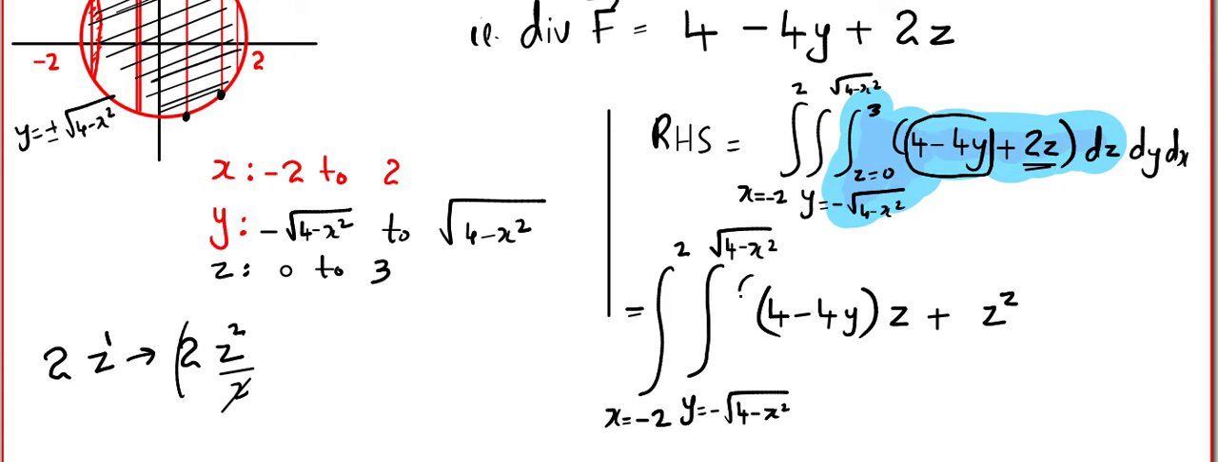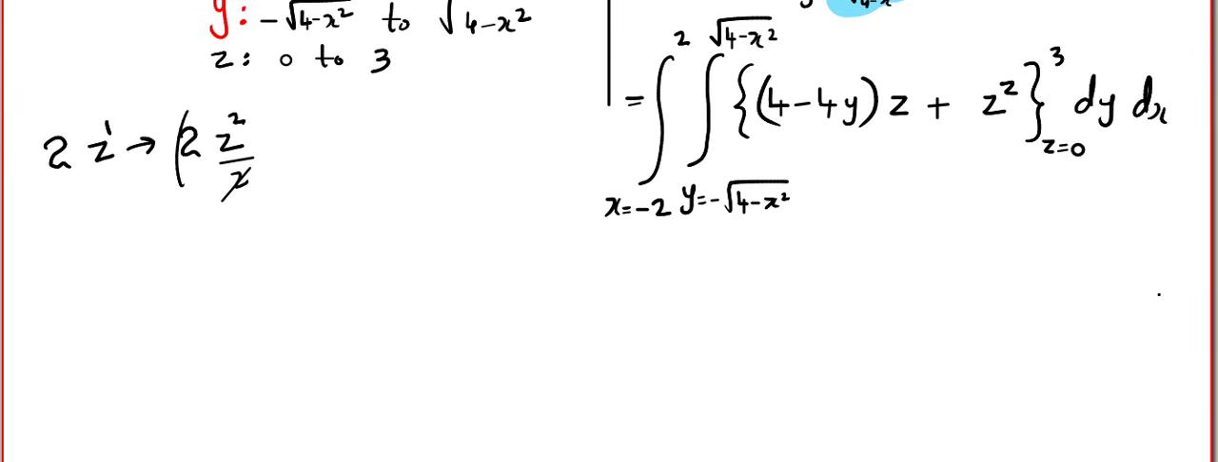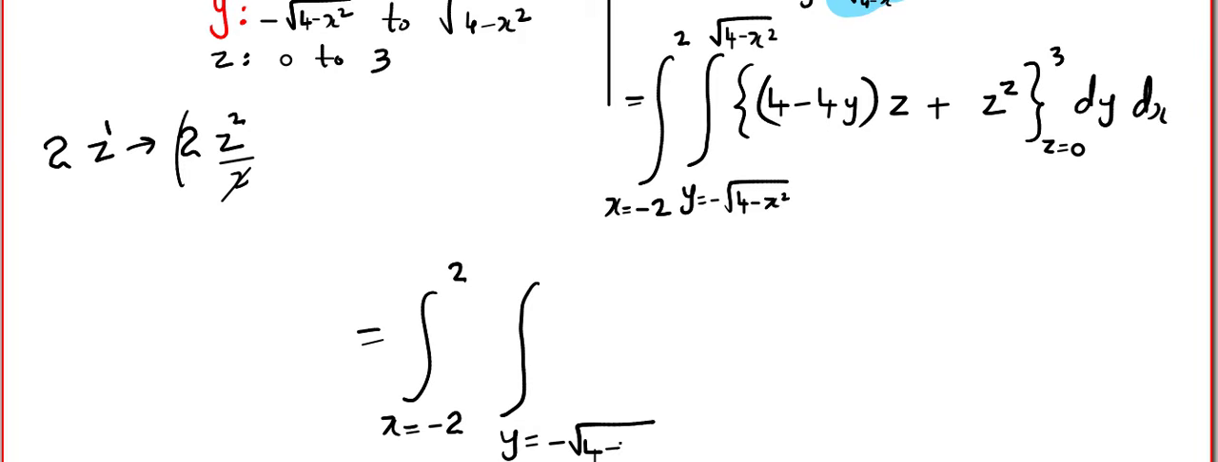And the limit is within 0 to 3, dy dx. Now let's plug in the limits. x equal to minus 2 to 2, integral y is equal to minus root under 4 minus x square to plus root under 4 minus x square.